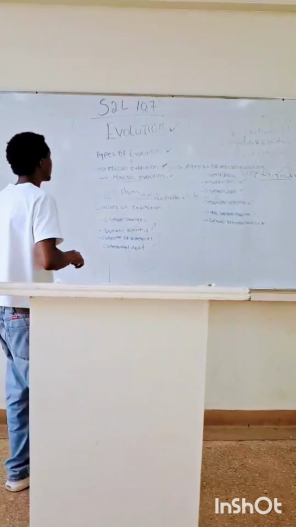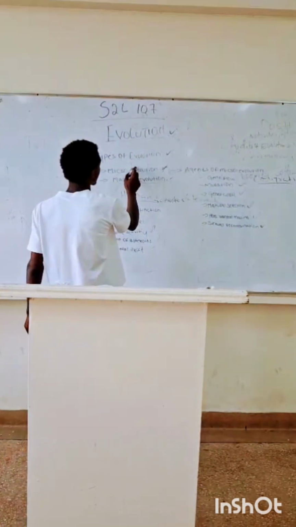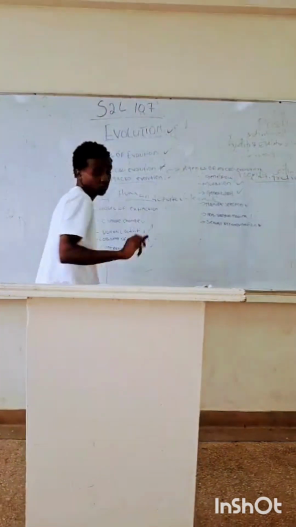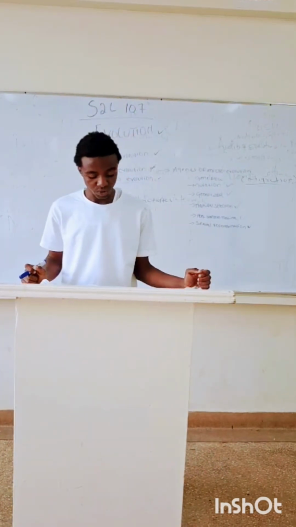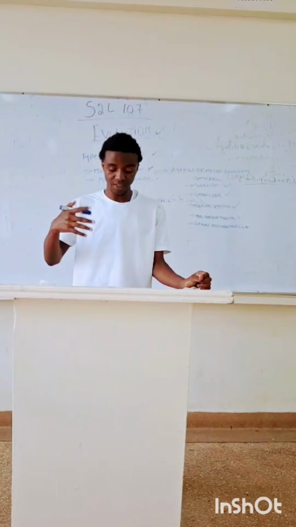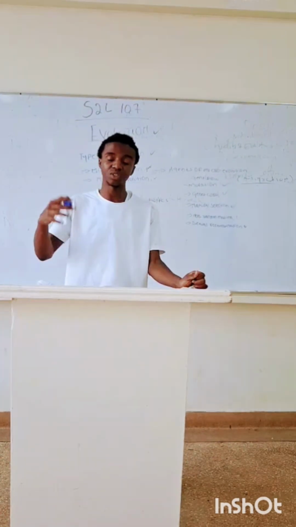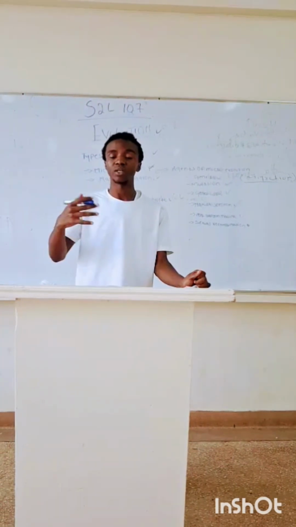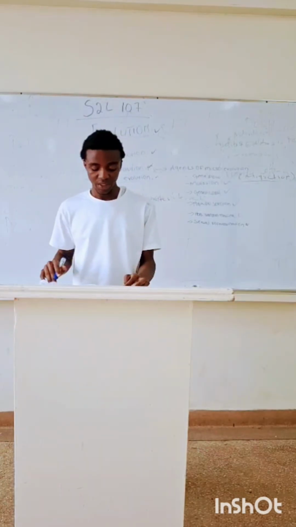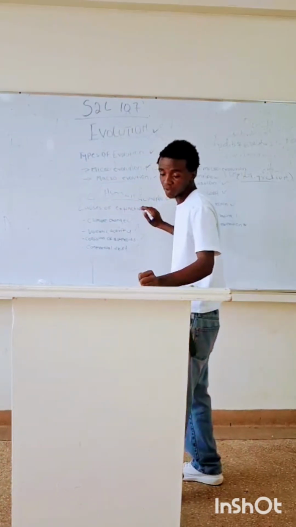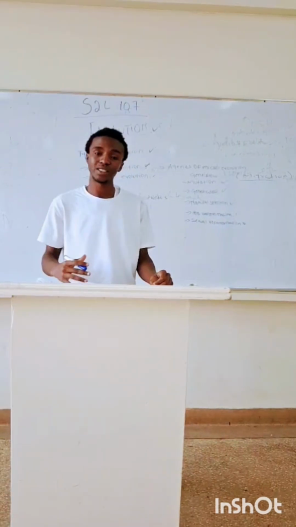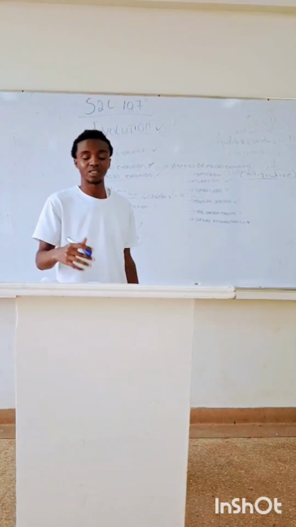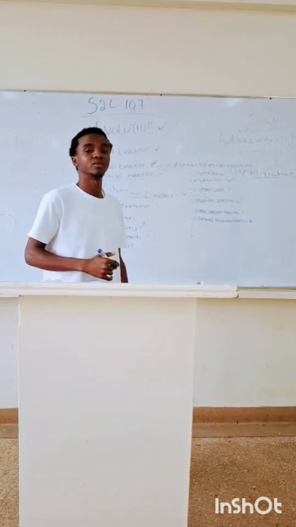There are two types of evolution: microevolution and macroevolution. Microevolution refers to small-scale changes within species over a short period of time. An example is bacteria becoming resistant to drugs. Bacteria becoming resistant shows microevolution.